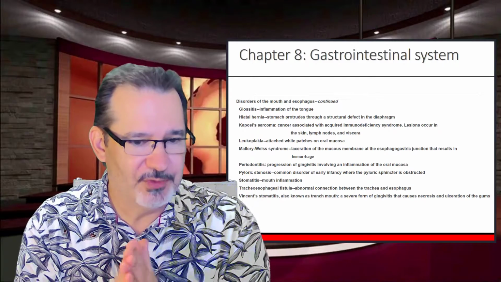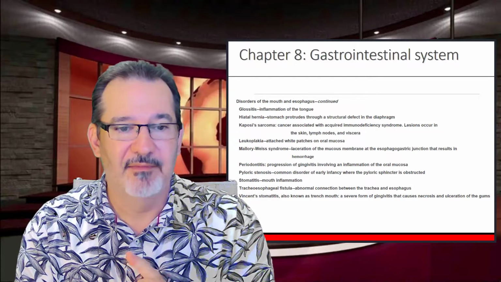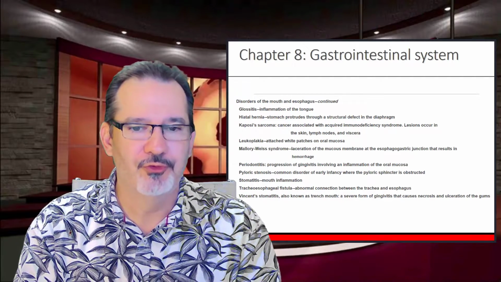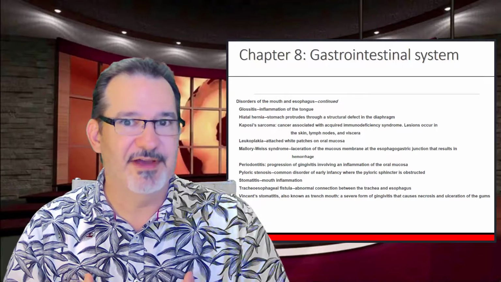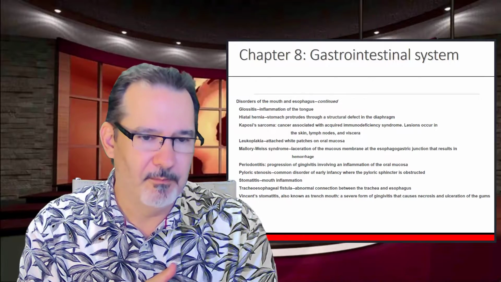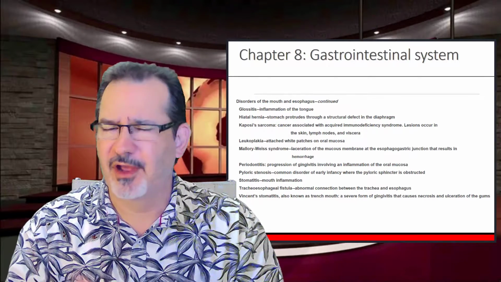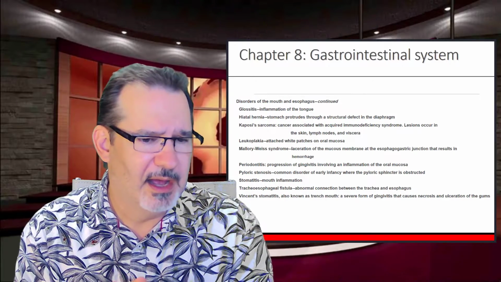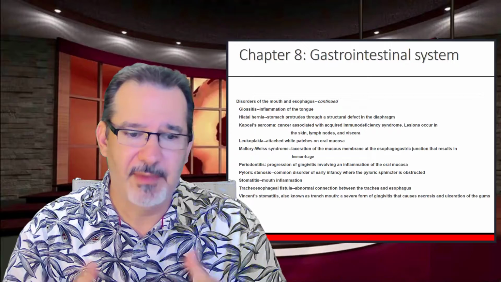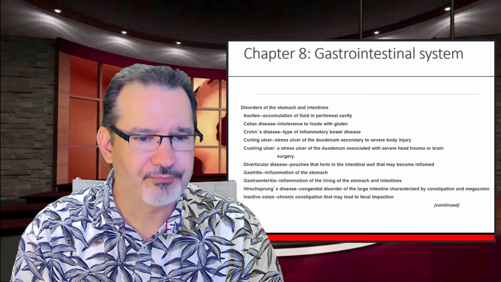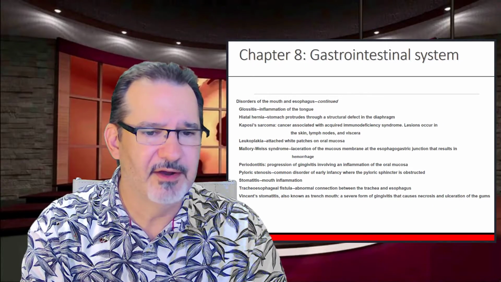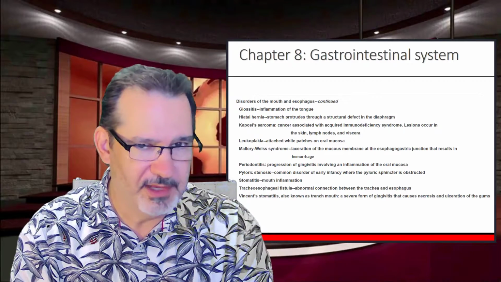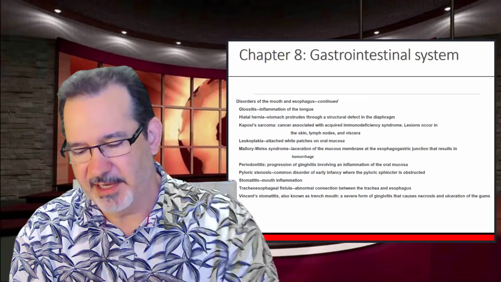Let's see, what else do we have? Hiatal hernia. That one we see fairly frequently. Stomach protrudes through a structural defect in the diaphragm. This could cause some different issues for people. Very common. Stomatitis, mouth inflammation. Oh, there was leukoplakia there, white patches on the oral mucosa. So you had erythroplakia and leukoplakia.